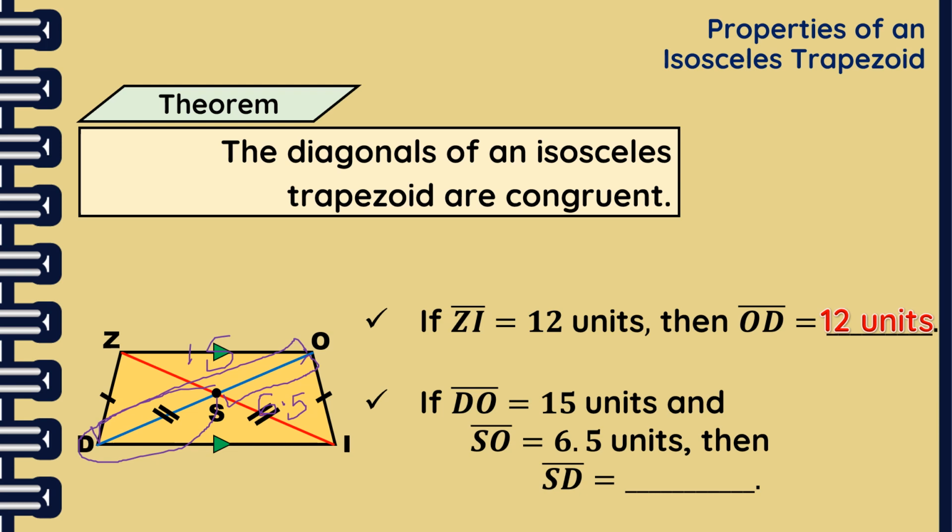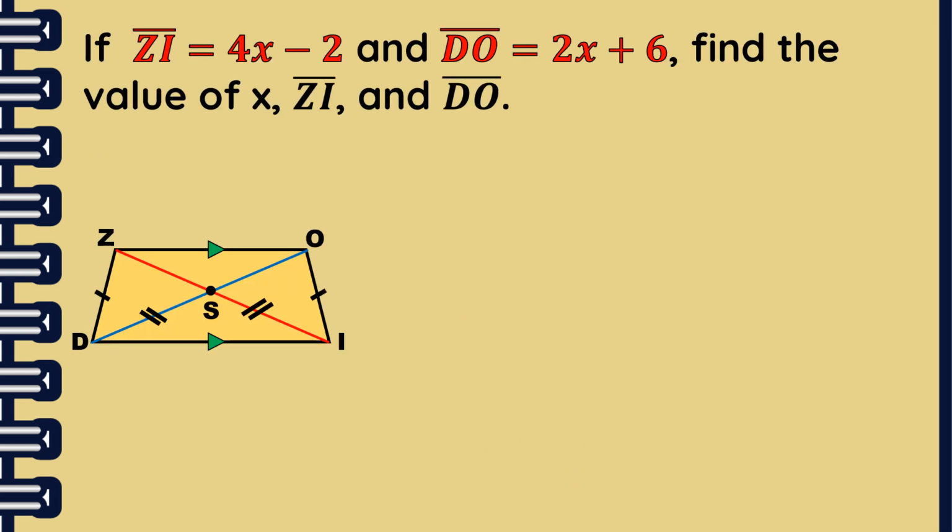So all we need to do is to subtract the length of the portion of the diagonal, which is 6.5, from the length of the whole diagonal, which is 15. So the difference of 15 and 6.5 is 8.5. Therefore, the length of segment SD or segment DS, which is the other portion of the whole diagonal, is 8.5 units. We have the third example, which is if segment ZI is 4x minus 2 and segment DO is 2x plus 6, let's find the value of x, the length of segment ZI, and the length of segment DO.